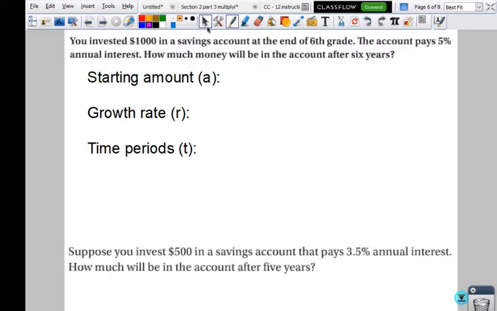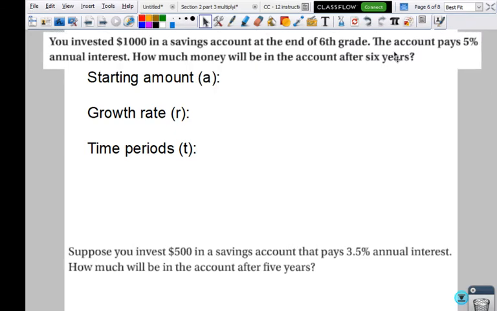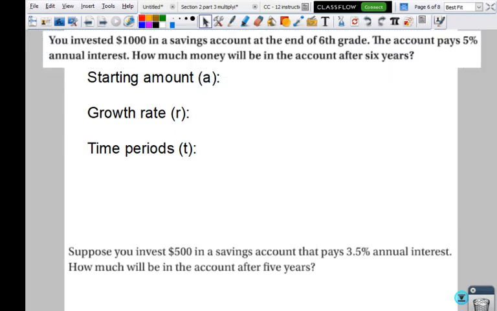Story problems. Even though these are story problems, they're really not. So let's say you invested $1,000 in a savings account at the end of 6th grade. The account pays 5% annual interest. How much money will be in the account after 6 years?